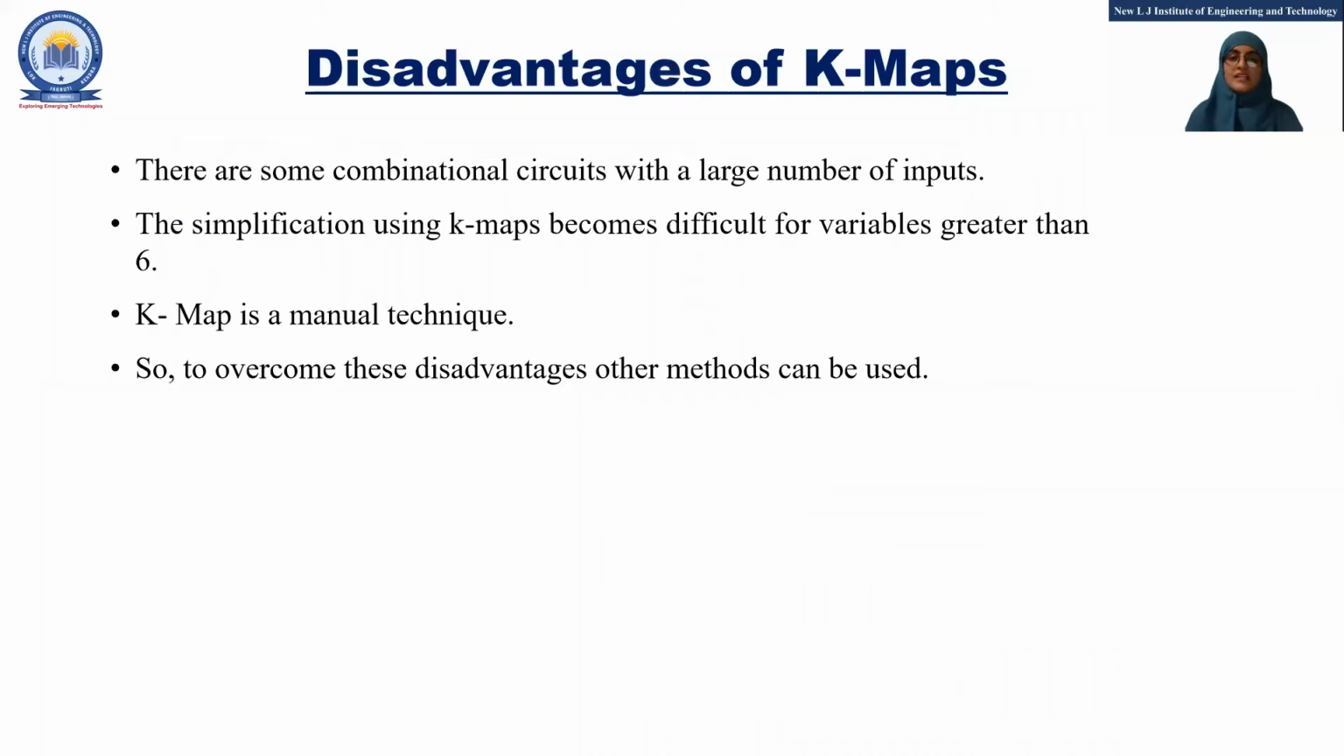So what are the disadvantages of K-map? There are some combinational circuits with a large number of inputs. The simplification using K-map becomes very difficult for variables greater than 6. Also, the K-map is a manual technique, so we cannot implement it using computers. To overcome these disadvantages, other methods can be used.